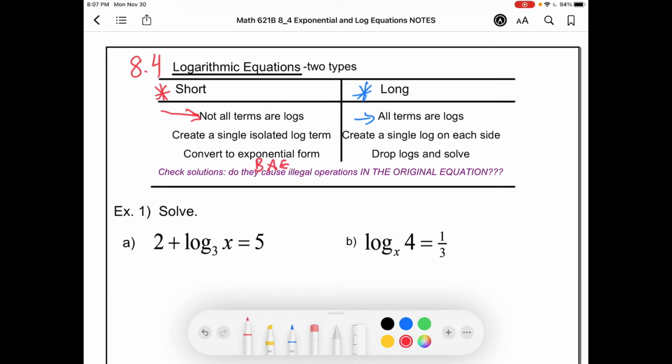You always need to check your answers in a logarithmic equation because you're not allowed to take the log of a negative number. So you always check your solutions, and really you're checking, do they cause illegal operations? And again, that illegal operation is log of a negative, not okay.